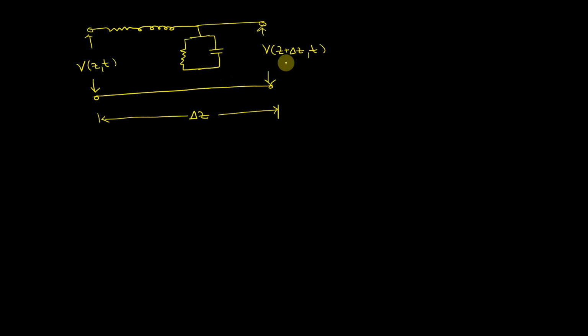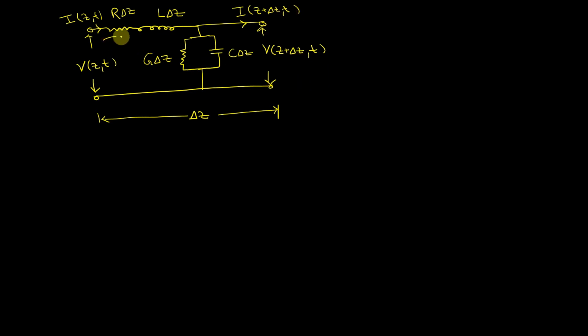We have defined the resistance per unit length. For this particular length we will have the resistance R delta Z. Similarly, inductance is L delta Z, conductance is G delta Z, and capacitance is C delta Z. The current entering here is I(z,t), and here the current will be I(z+delta z, t).